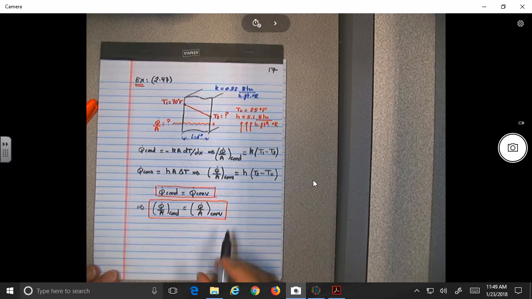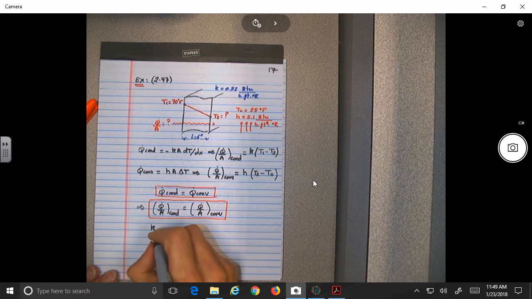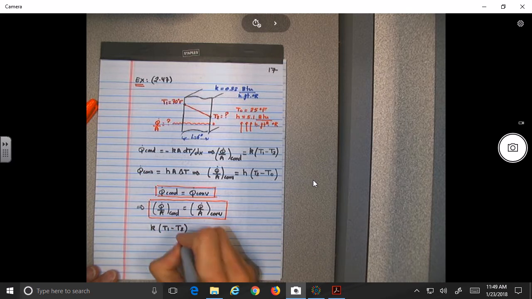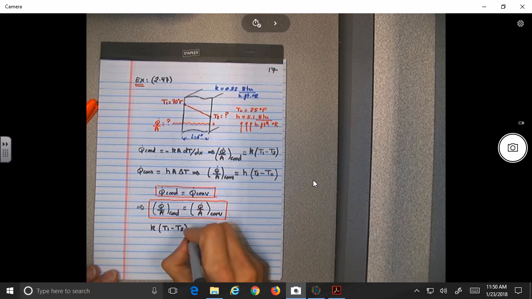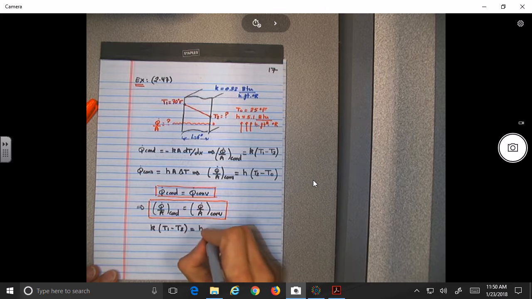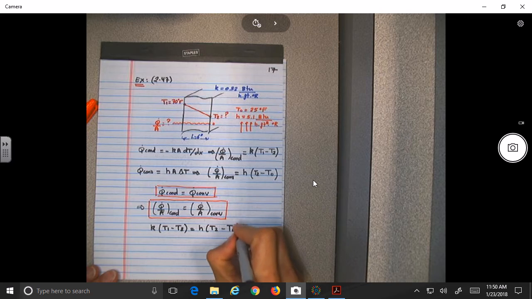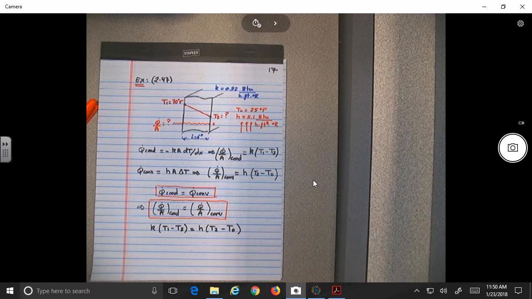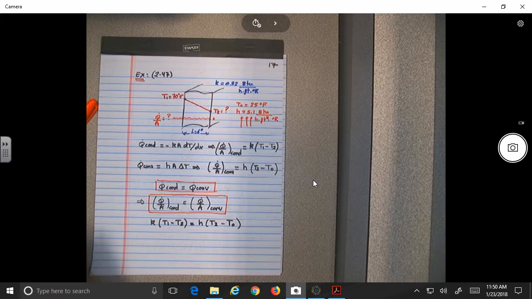Because now you can write what? K (T1 minus T2) will be equal to H (T2 minus T naught). And now when you look at this equation, what is the only unknown? T2, no? So if we do some algebra, we should be able to solve for T2.